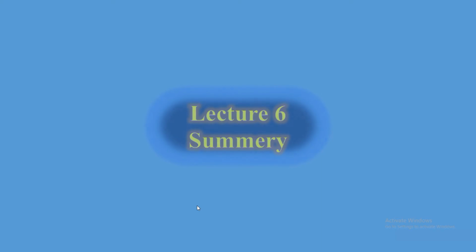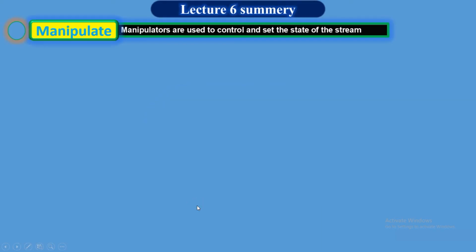Lecture 6. In lecture 6, we learn about manipulators. Manipulators are used to control and set the state of a stream. We have many manipulators in C++. For example, endl. This manipulator is used for a new line, same as \n.